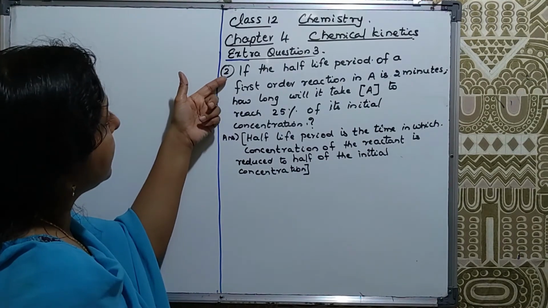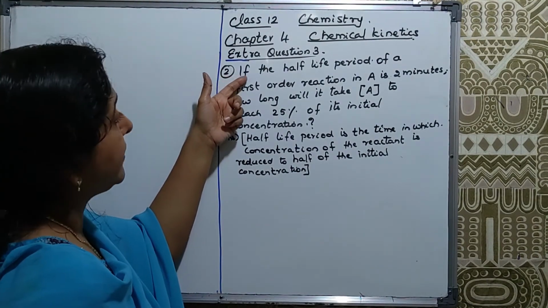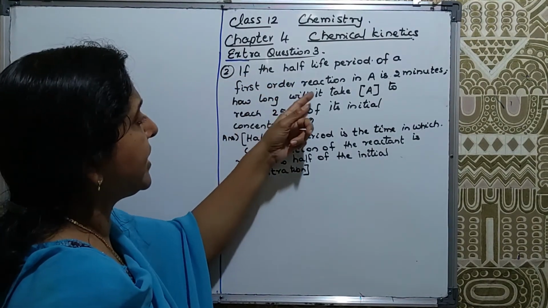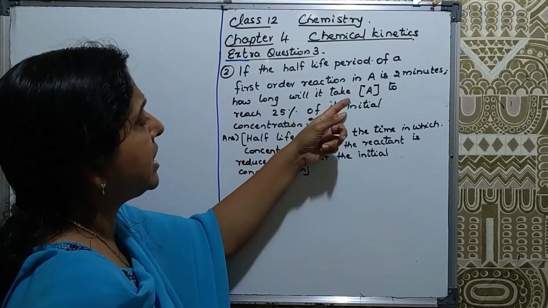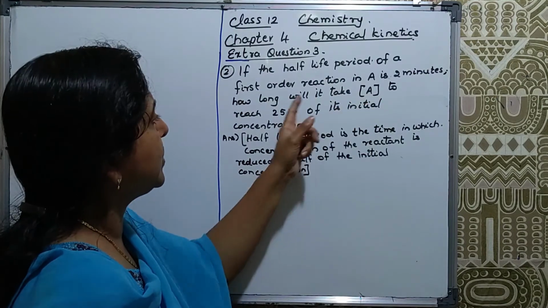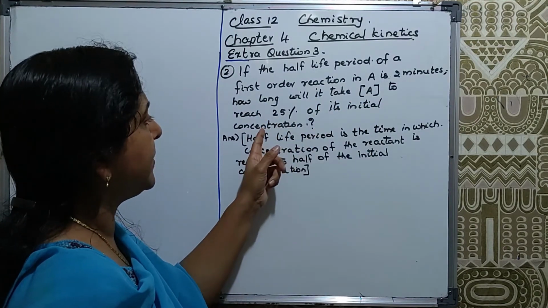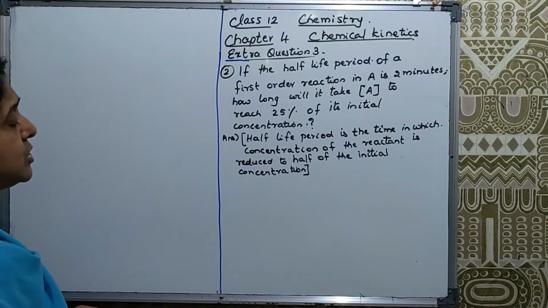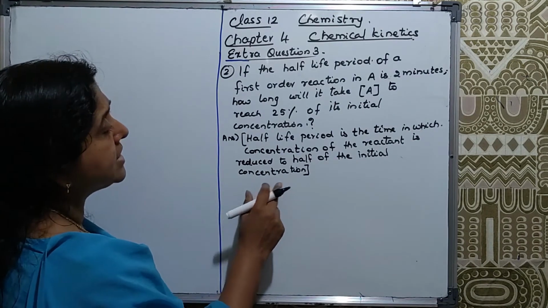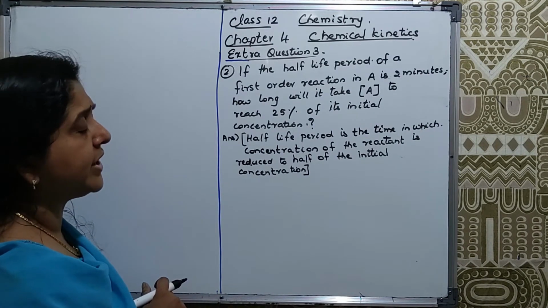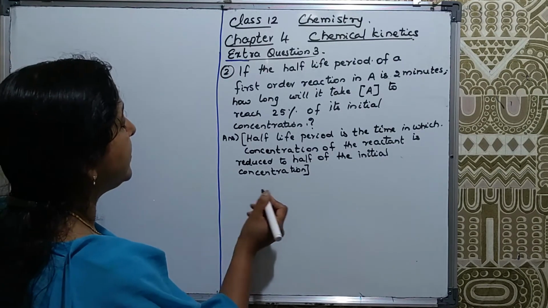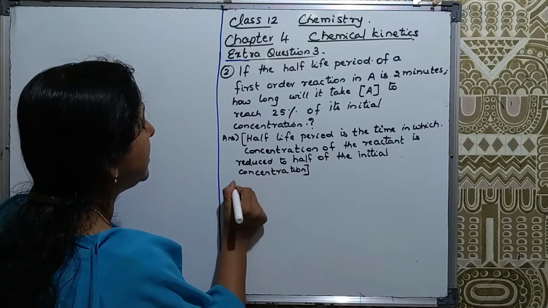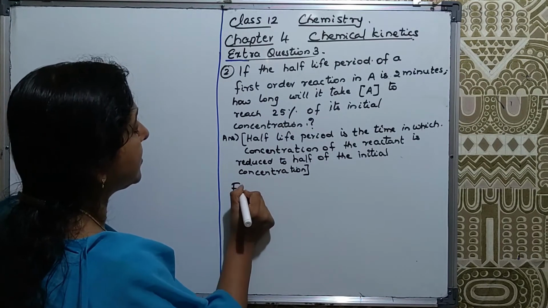Hello children, we are doing question number 2. The half-life period of a first order reaction in A is 2 minutes. How long will it take for the concentration of A to reach 25% of its initial concentration? So half-life period is the time in which the concentration of the reactant is reduced to half of its initial value. So we are writing for the first order reaction.